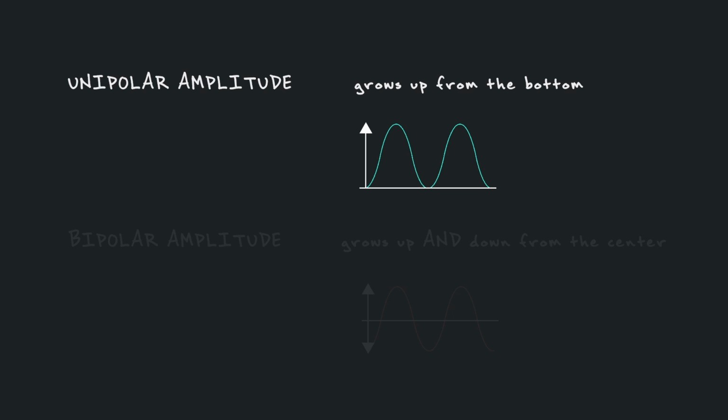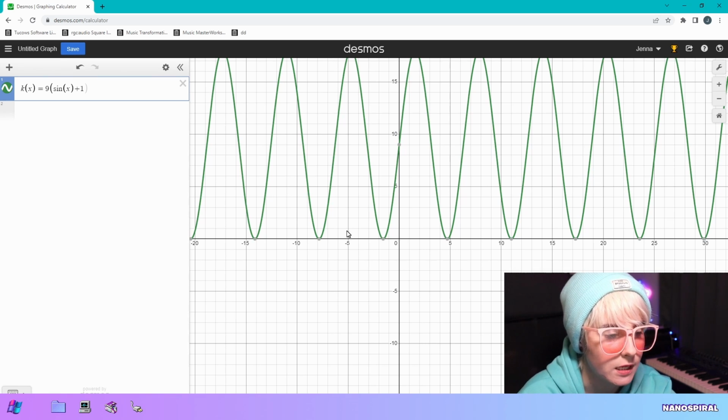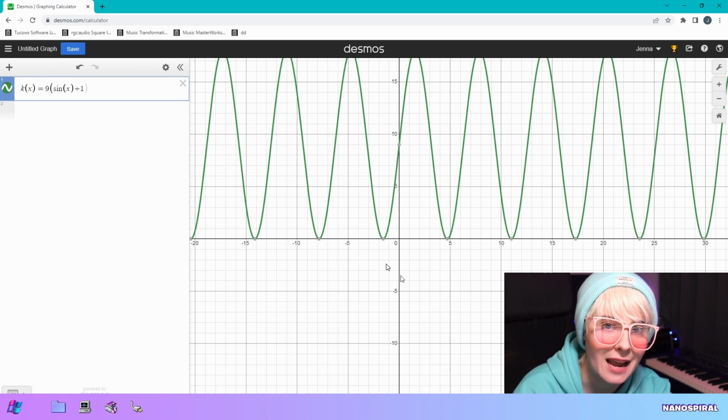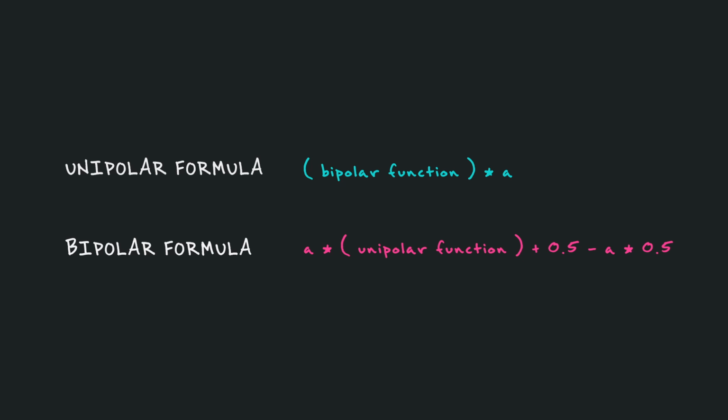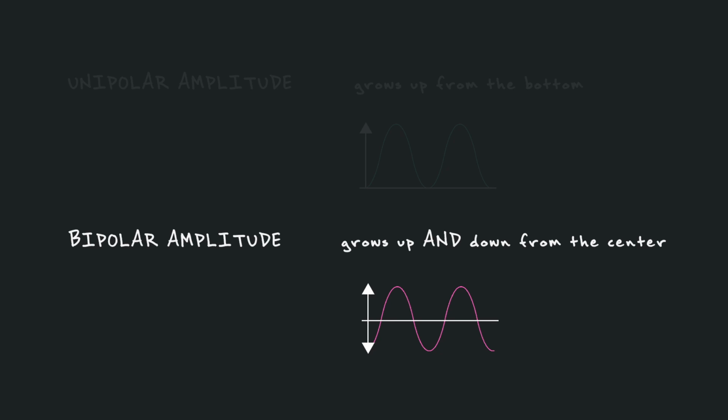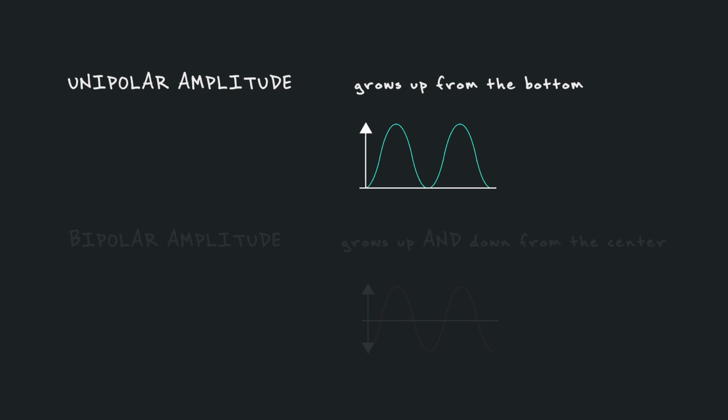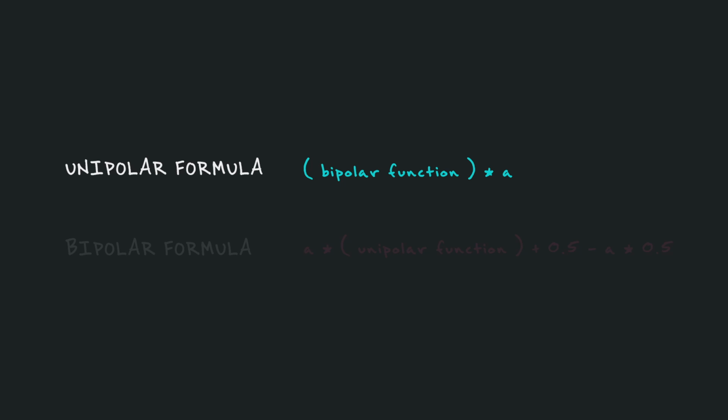So no matter how much I raise this, it's never going to go into the negative because there's nothing in the negative to be scaled. So let's get into the actual practical part of this video. So here I've made these formulas that basically work for any function given a couple of first assumptions. So if you have a function that scales the amplitude bipolarly by default, and you want to change that into unipolar amplitude, you'll have to put the bipolar function in parentheses and then just multiply by a parameter outside of that.